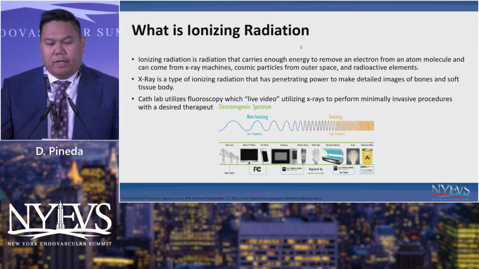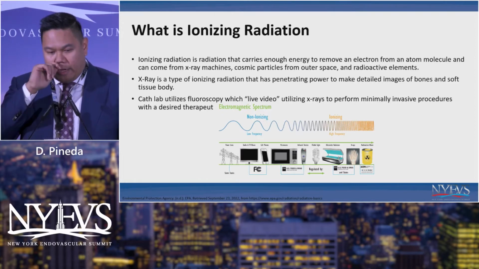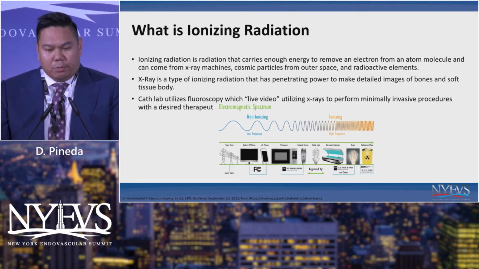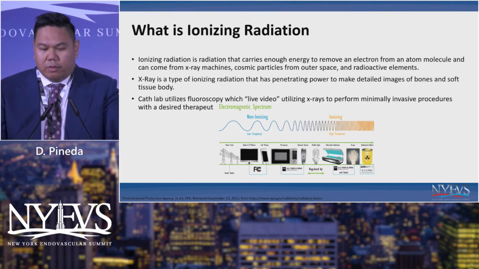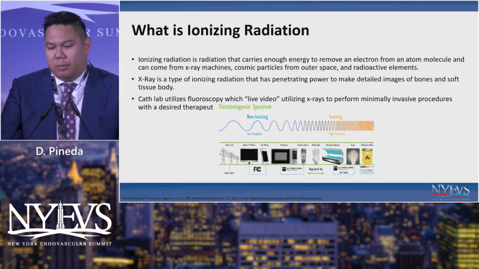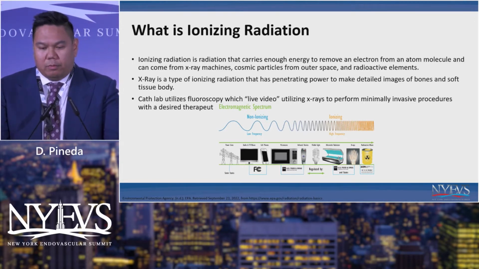So what is ionizing radiation? It's radiation that carries enough energy to remove an electron from an atom or molecule. It comes in the forms of X-ray machines, which we see in the hospital, cosmic particles from outer space, which is why people traveling in planes have radiation exposure, and also radioactive elements in the ground. X-ray is a type of ionizing radiation that has the penetrating power to make detailed images of bones and soft tissues within the body. That's one of the reasons we use it for medical imaging. In the cath lab, when we're doing procedures, we use fluoroscopy, which is live video X-rays. That's how we're able to perform minimally invasive procedures.